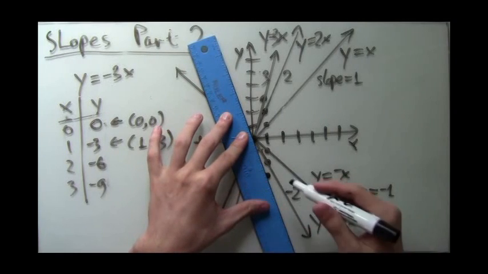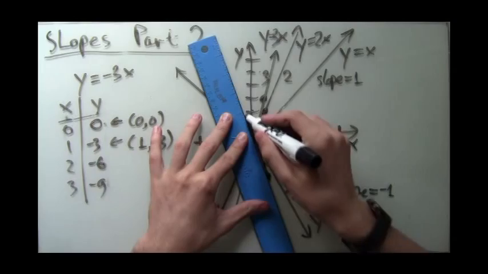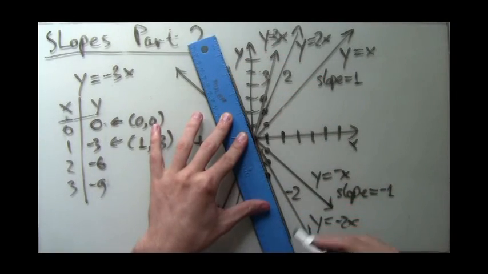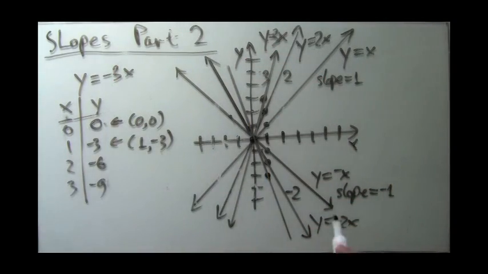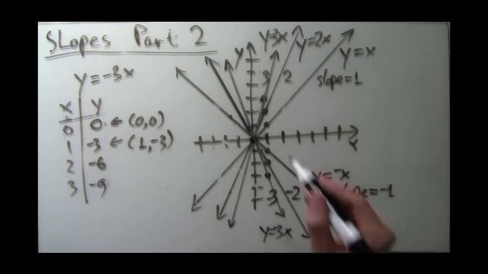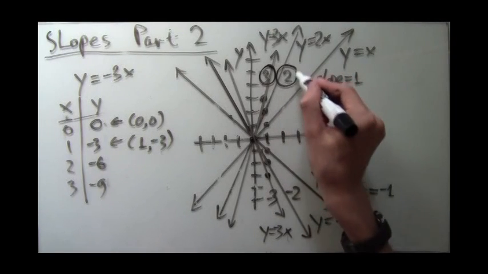Now we can see that for positive slope, the larger the slope, the closer the line is to being vertical. And for negative slope, the smaller the slope, the closer it is to being vertical as well. So in general, the closer the slope is to 0, the closer the line is to being horizontal. And the further away from 0 the slope is, the closer the line is to being vertical.